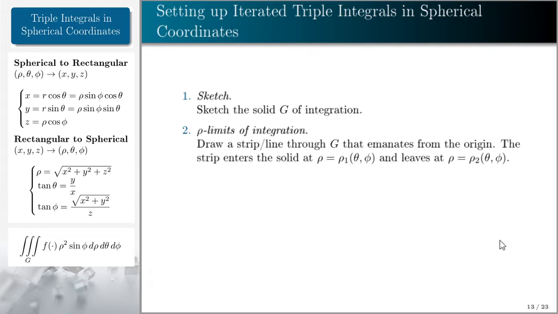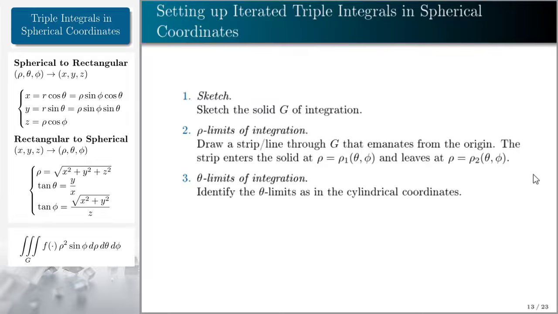To get the limits of the rho, I will draw a ray from the origin emanating, going outward. It will enter the solid at rho equal to rho sub 1 and leave at rho equal to rho sub 2. You will see here how important it is that I was able to isolate rho, because the right-hand side does not have the rho as a variable. I am referring to one of the notes and helpful tips I have said in the previous video, where if you were not able to isolate the rho in your equation, you will have a difficult time. That's also true in finding rho sub 2, because this is only dependent on theta and phi.